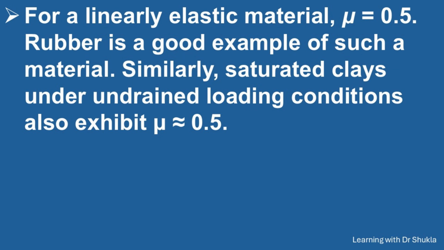For a linearly elastic material, mu is equal to 0.5. Rubber is a good example of such a material. Similarly, saturated clays under undrained loading conditions also exhibit mu approximately equal to 0.5. So, what does this really mean? Let us explore.